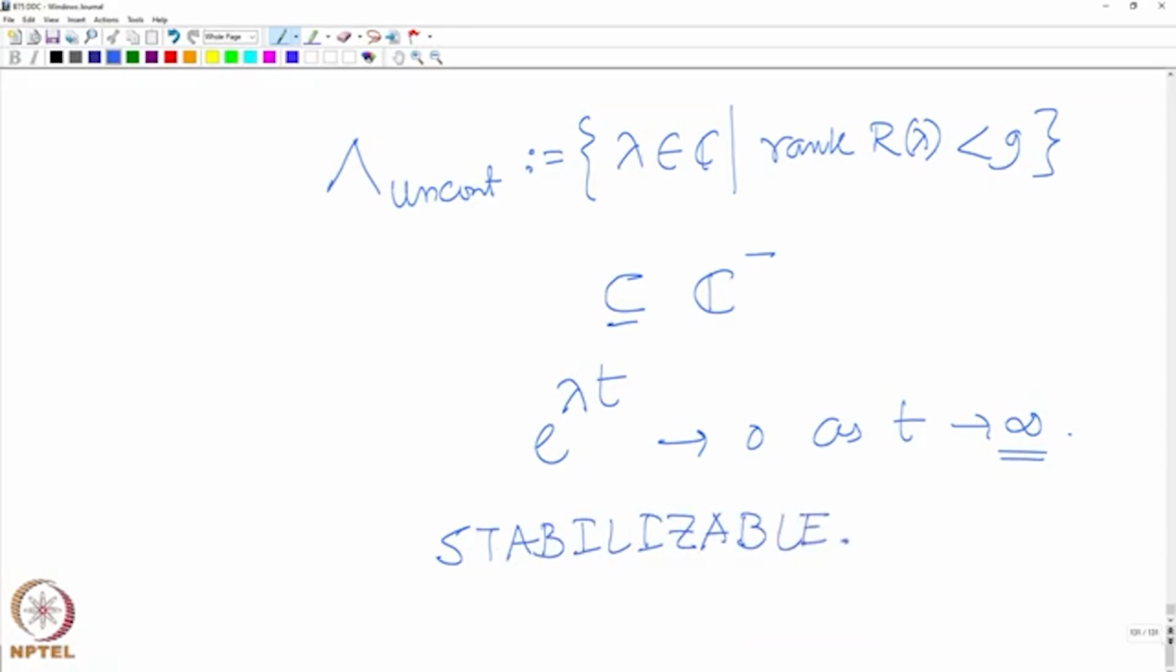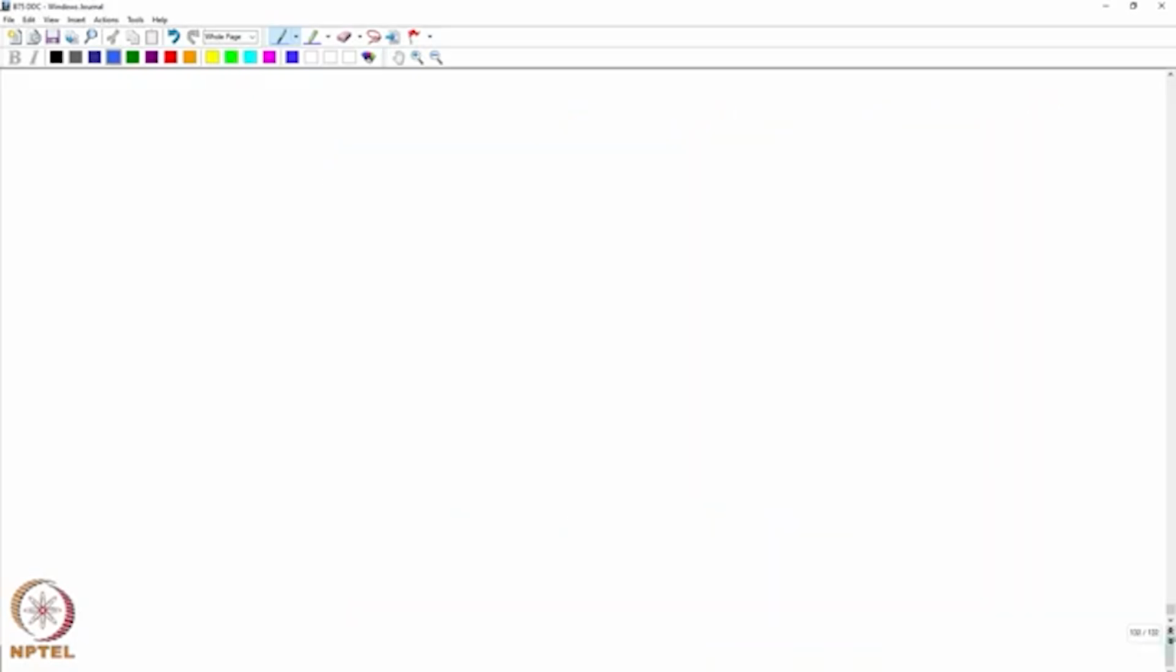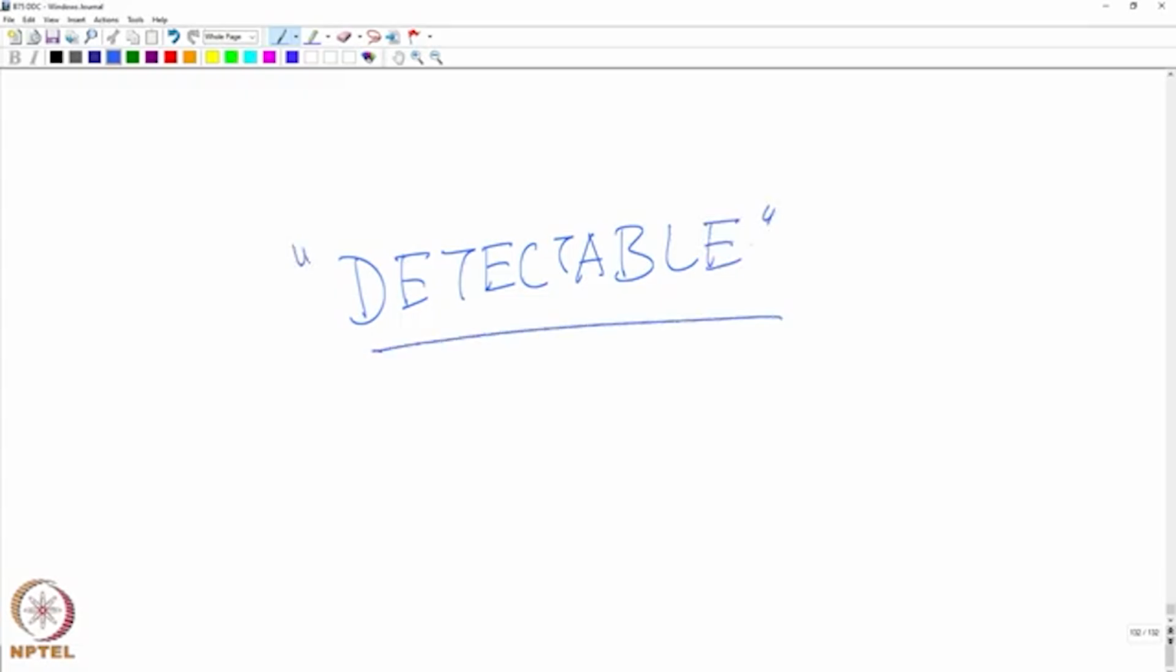Likewise, you have the analog of the idea of detectability also, unobservable modes, detectability and so on, but that will go to you as an exercise. I will give a detailed exercise problem which will deal with topics like this. So, I guess we can end today's discussion on this note.